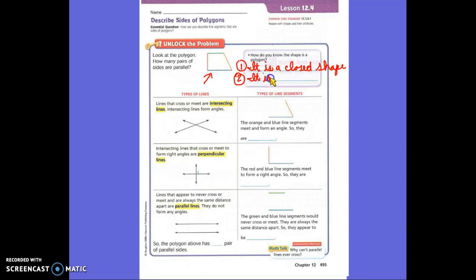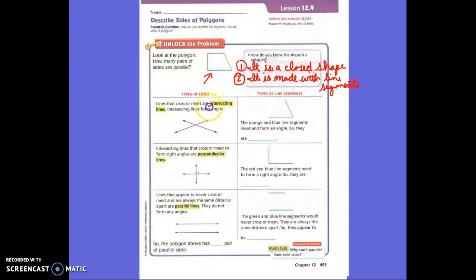It is made with line segments. Okay, in order to find out how many pairs of sides are parallel, we need to figure out what parallel even means, okay? So we're going to go over the different kinds of lines right now.